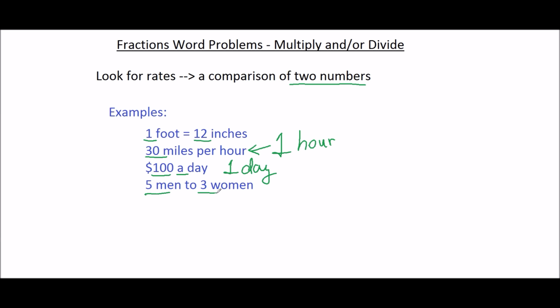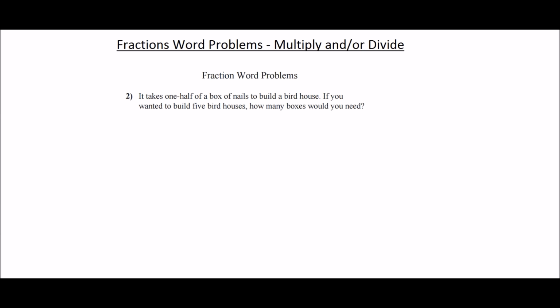So let's take a look at some actual example word problems where we'll be given a rate and then asked a question. Hopefully there's a link underneath this video that will take you to a couple worksheets. The first worksheet is called Fraction Word Problems, and this is number 2 from that worksheet. So we'll do this one as an example. It says, it takes 1/2 of a box of nails to build a birdhouse. If you wanted to build 5 birdhouses, how many boxes would you need?